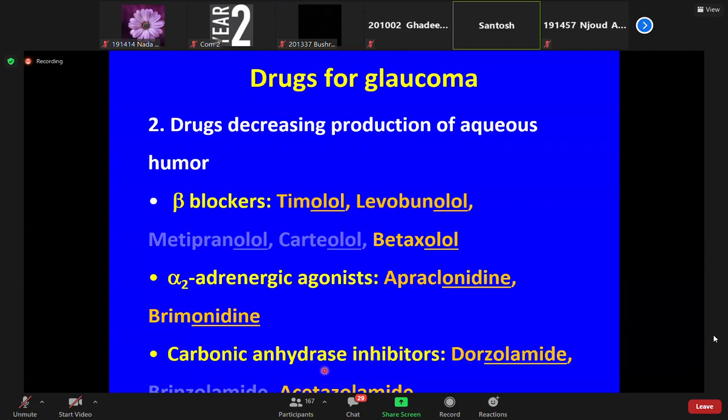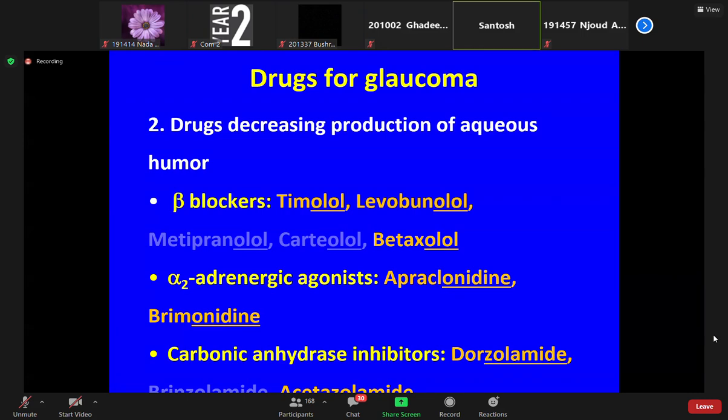And then we have carbonic anhydrase inhibitors. These drugs you will do in the renal block. Probably you did a little bit about them in your first year renal block, but you'll do them in detail in your third year renal block. But here we'll talk about them a little bit. So we have dorzolamide, benzolamide, acetazolamide. Again, they end with zolamide, carbonic anhydrase inhibitors.